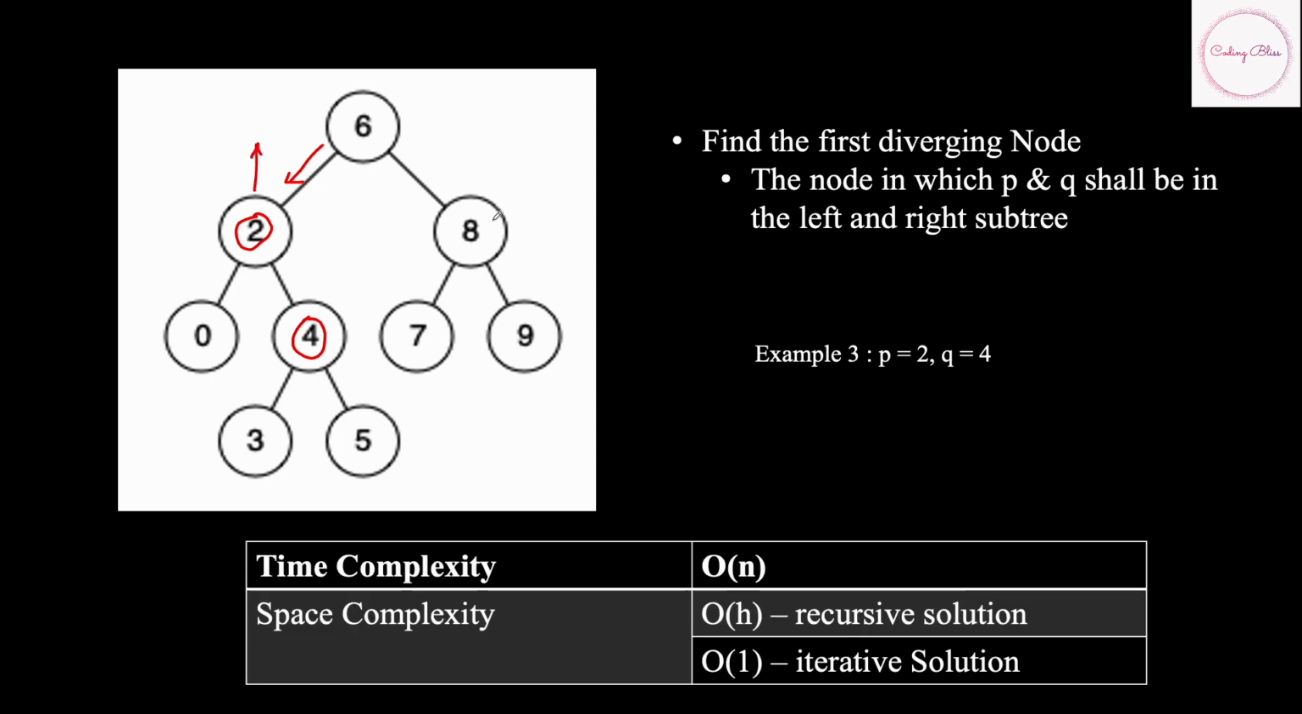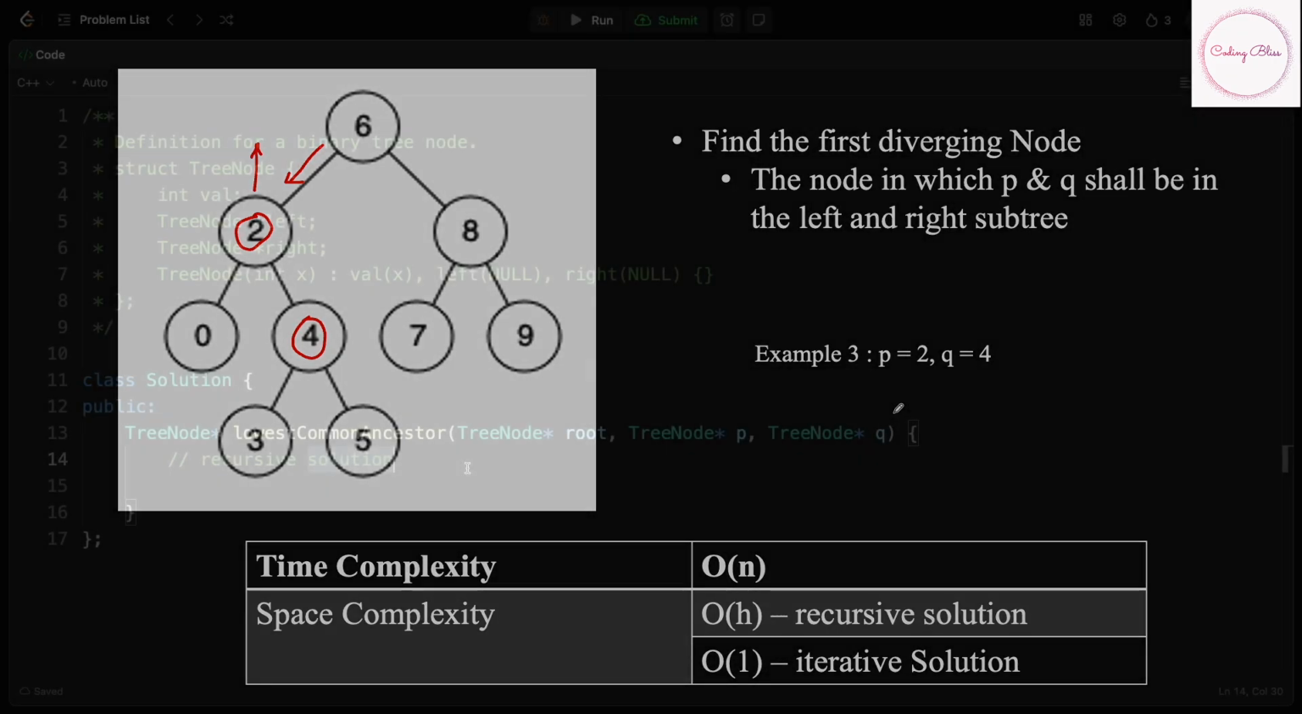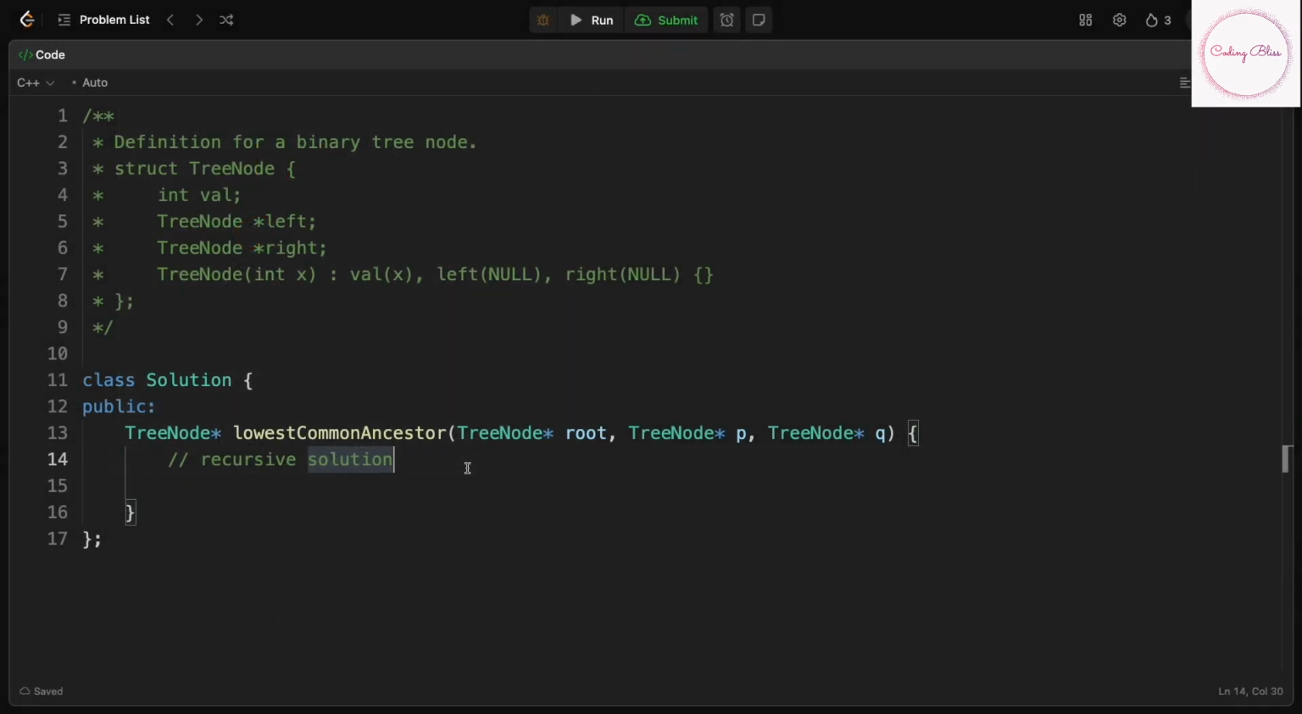So I believe you got the intuition to the problem. There are two ways to solve this. The time complexity will be order of n, but the space complexity, if you use a recursive solution, will be equal to the height of the tree. But if you use an iterative solution, it can be order of 1. Okay, now let's code this up. First, let's do the recursive solution.